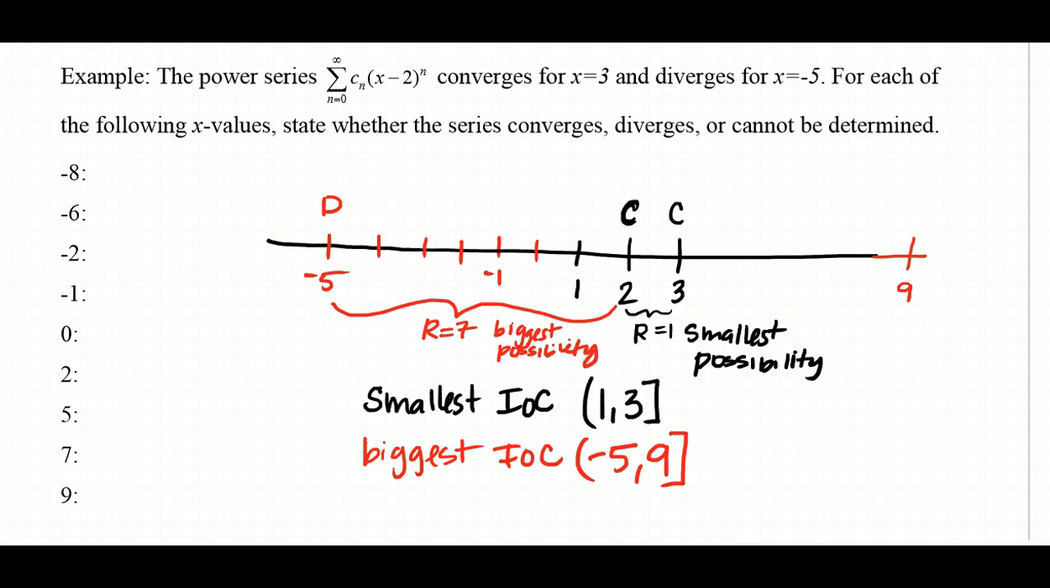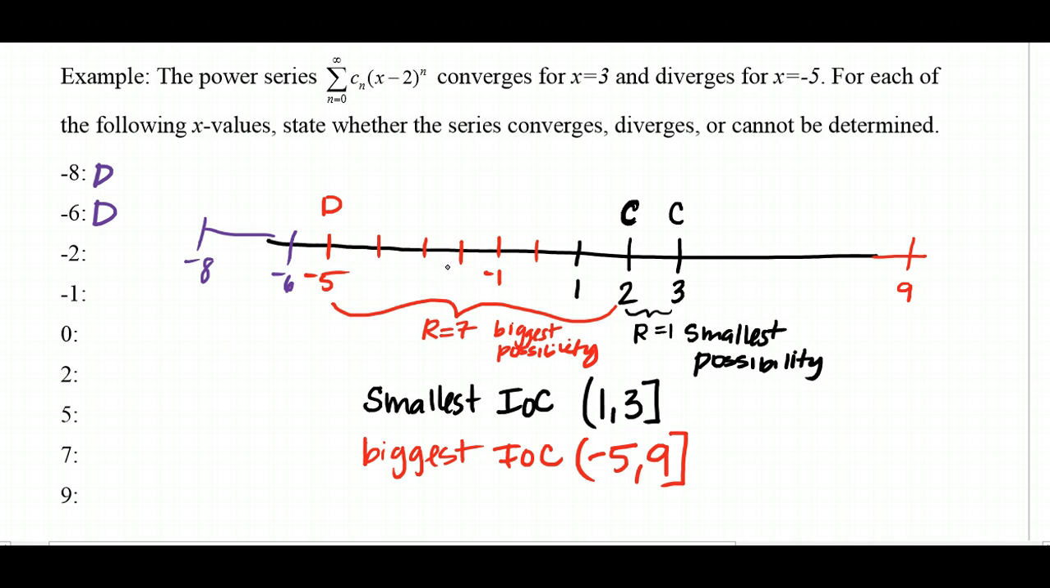Alright, so now let's think about what's happening at every single one of these points. So, -8. Well, that's way over here, right? -8 is to the left of -5. So the biggest possible interval of convergence was from -5 to 9. -8 is not in that interval, so I definitely have to diverge there. So I'm just going to put a little d. Alright, now -6. -6 is also to the left of -5, so not super interesting, also diverges.